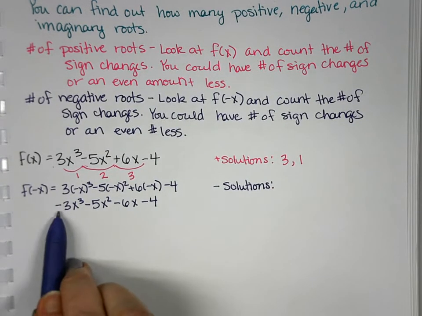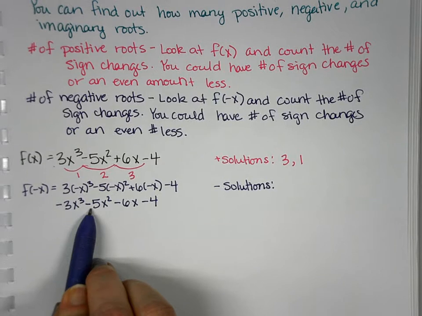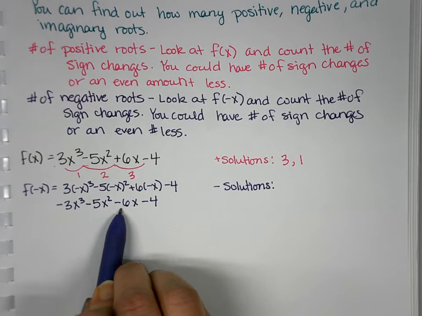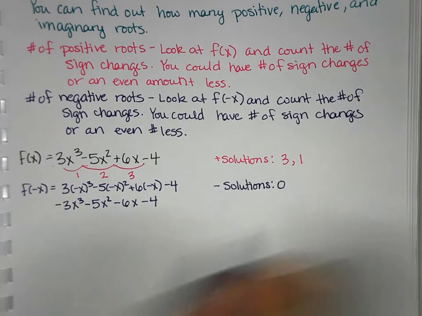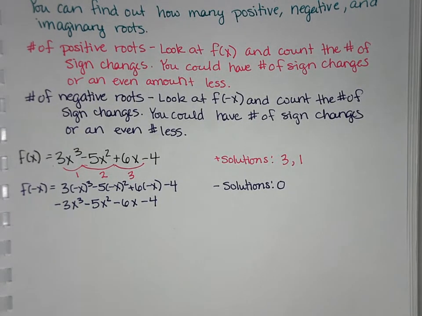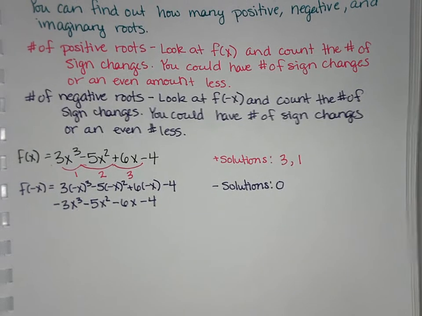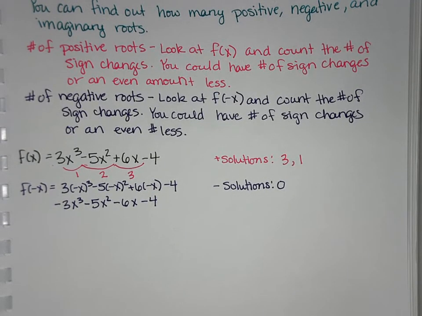So when I go negative to negative, no change. Negative to negative, no change. Negative to negative, no change. That means I'm not going to have any negative answers. So from our list of rational roots, I know none of the negatives will work. So I'm only going to focus on my positives. But we do have our third option, and that's our imaginary roots.